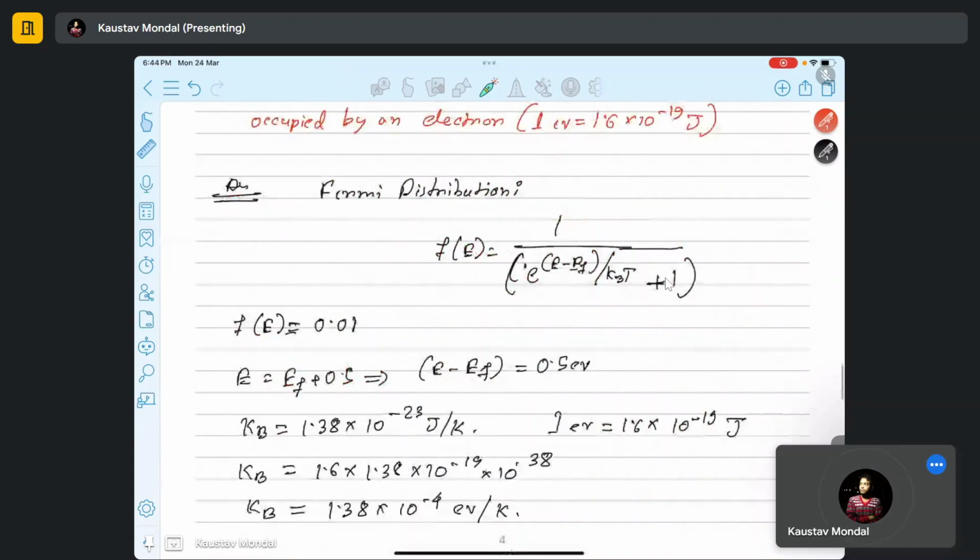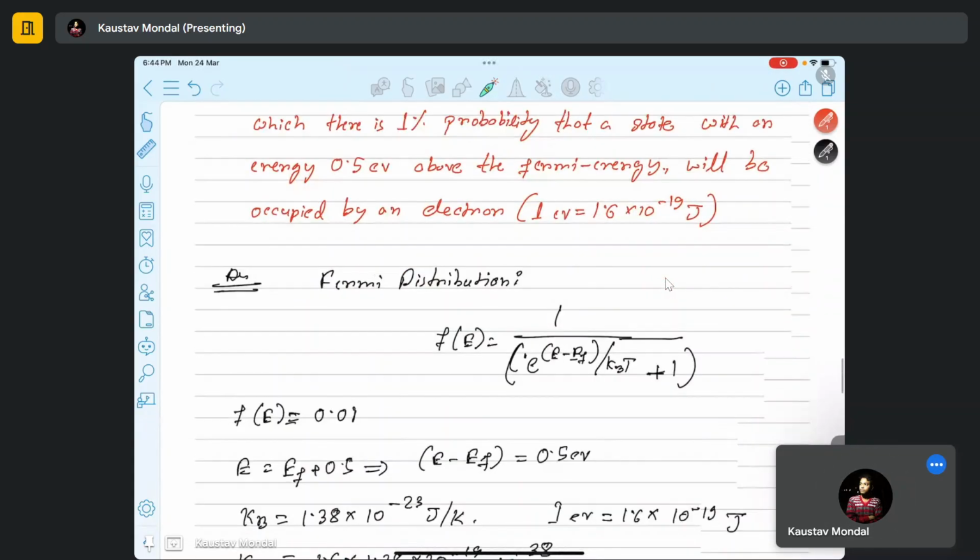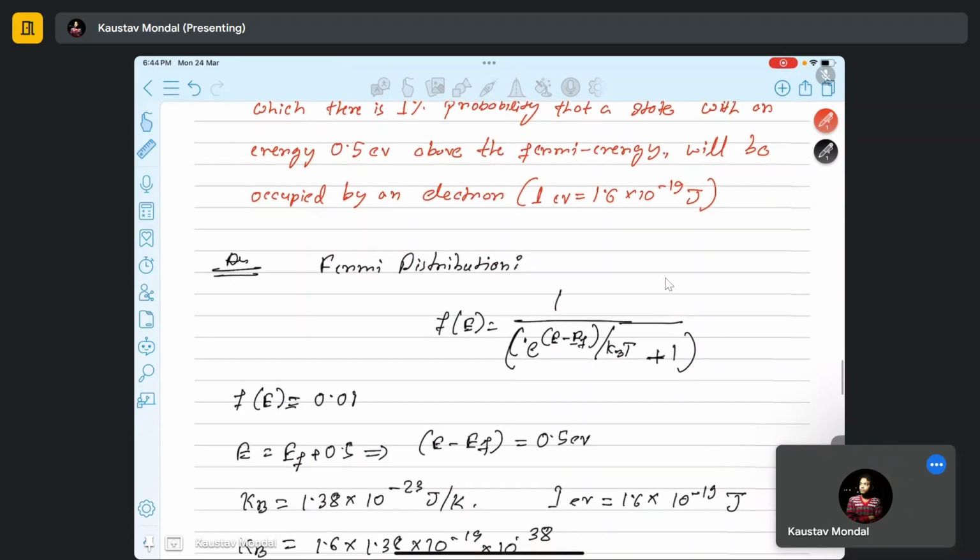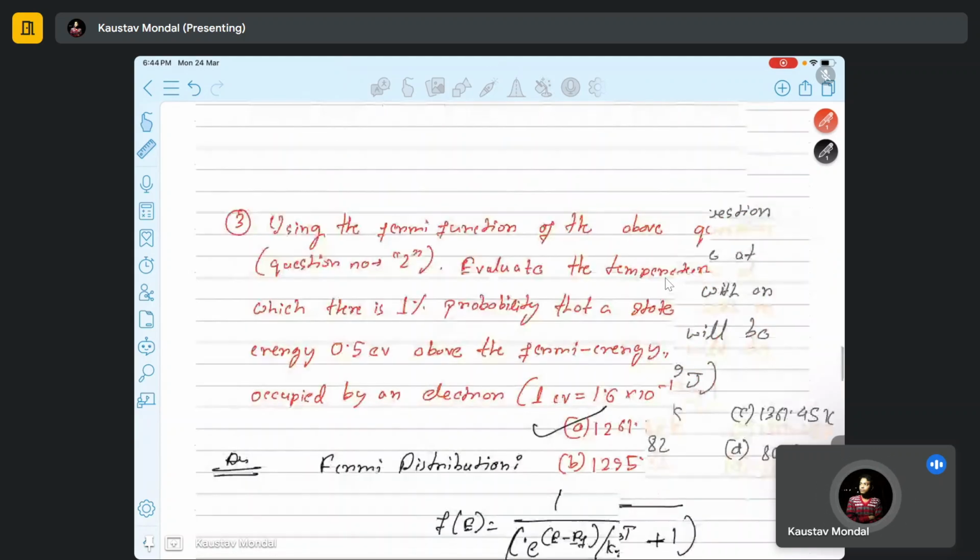Anyway, I forgot to write the options here. The options are: the first option, A, is the one we have got. Option B is 1295.83, C is 1361.25, and option D is 800.361. So we got option A as the correct answer. I hope all of you understood how to solve this problem.